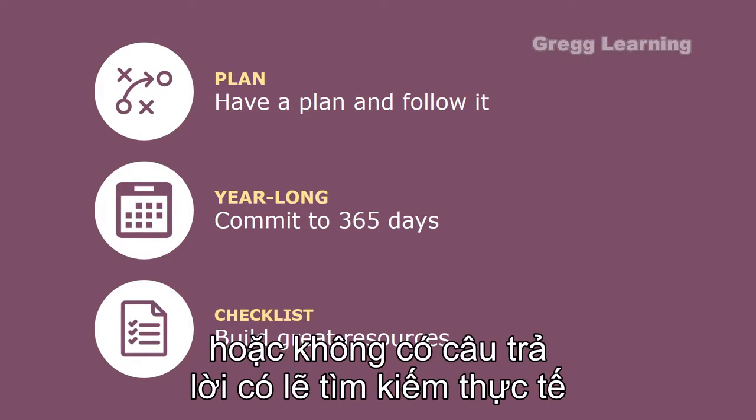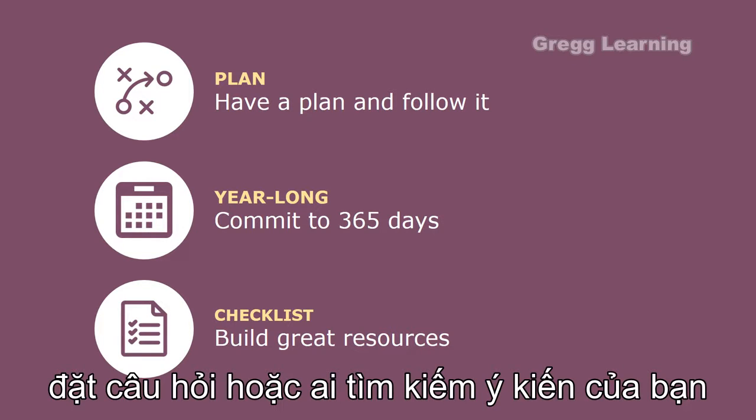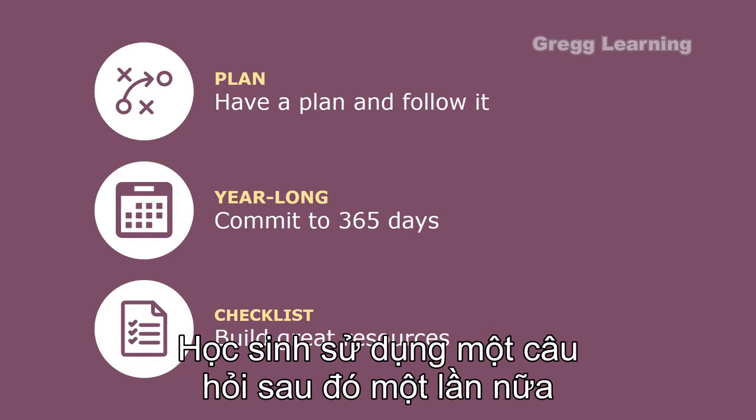Here's 3 rules of employee onboarding essential to the integration and smooth transition of employees into their roles and to the organization. First, have a plan and follow it. Second, commit to 365 days. And third, use a checklist. Let's take a look at each rule in more detail and explore some tips and tricks for each.